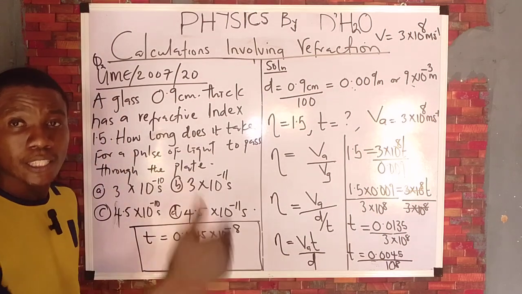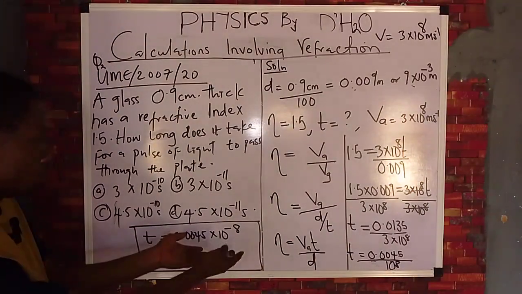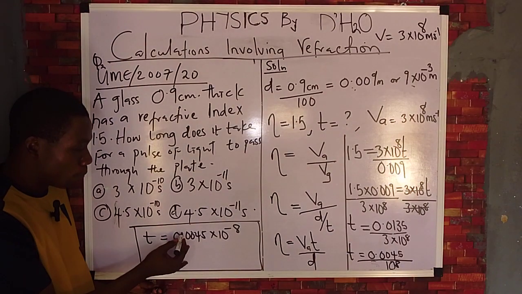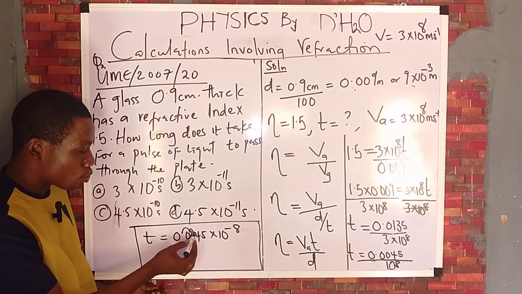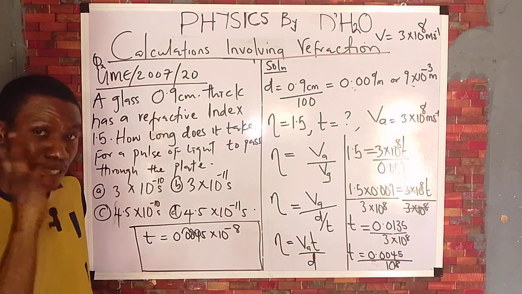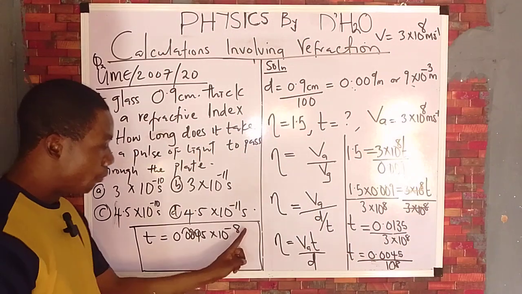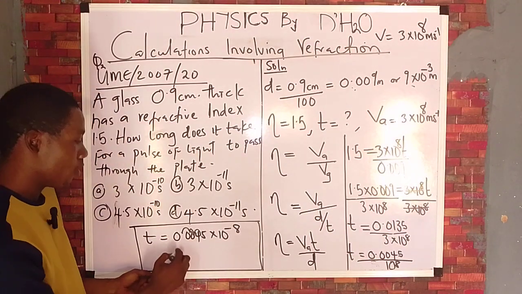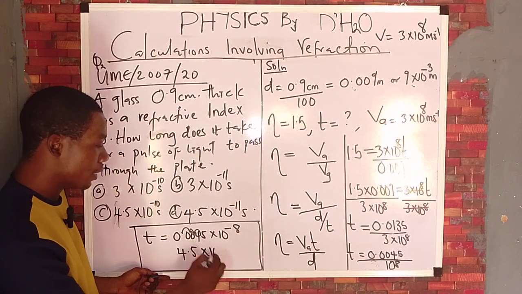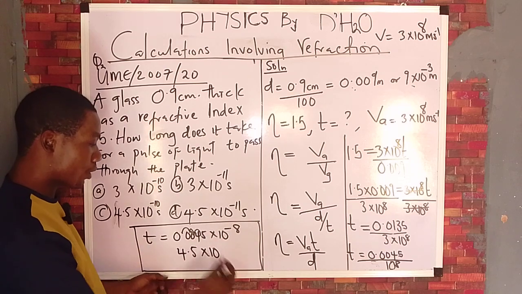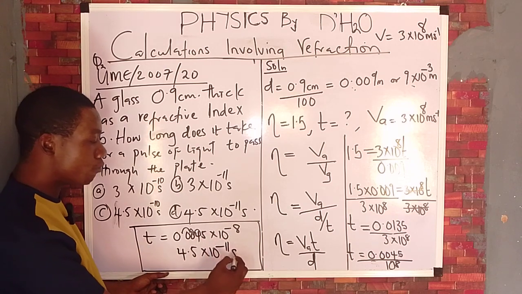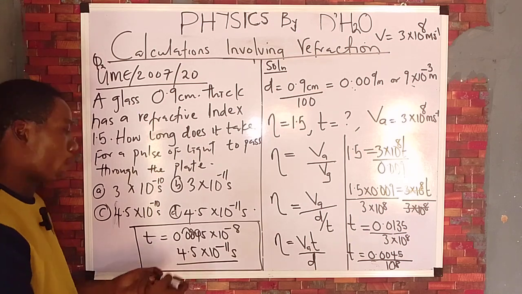To put it in the standard form according to the options, it means that you have to move your point from here 1, 2, 3, and you've done that 3 times. If you do that 3 times by moving this way, you have to remove 3 here, so that we have 4.5 times 10 raised to the power of minus 8 minus 3, which gives us minus 11 seconds. So this becomes the answer.